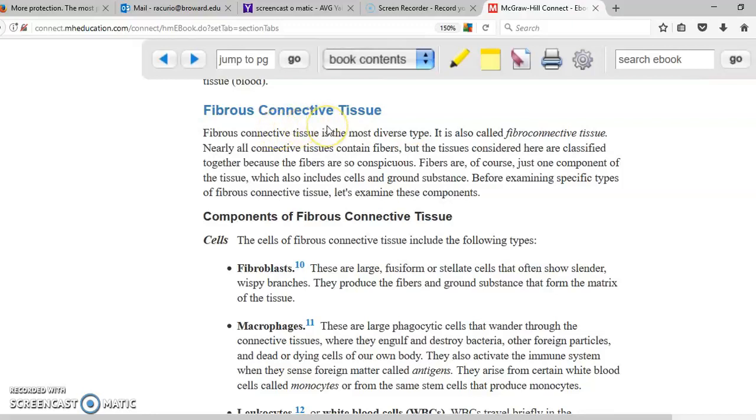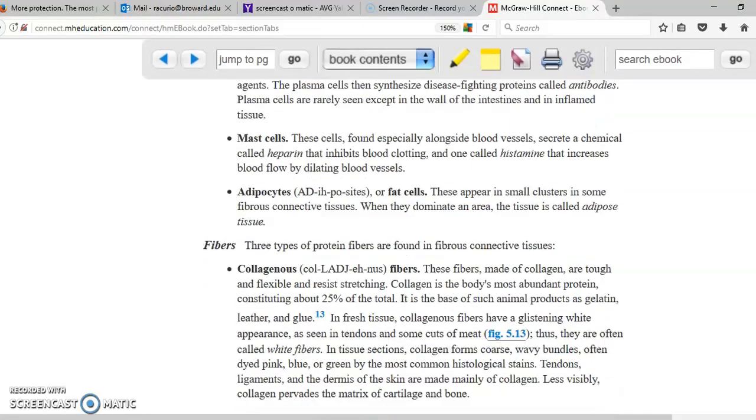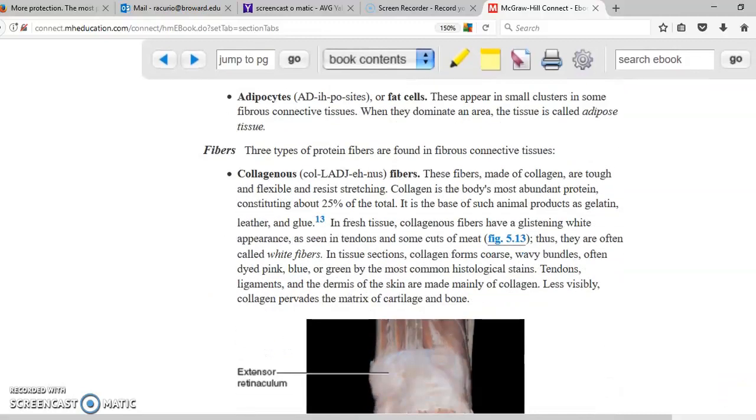Fibrous connective tissue. The fibrous connective tissue refers to this type of connective tissue that is going to connect, and it has no other function but connection in between things. The cell in this tissue is going to be the fibroblast. These cells are going to produce fibers. The fibers are going to be collagen fibers, elastic fibers, and reticular fibers.